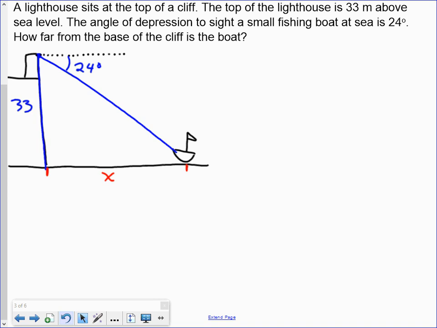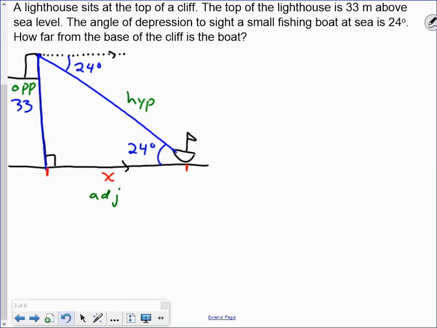Let's label our sides here. The one thing I haven't put in is that our cliff is vertical, so we'll put our right angle in here. So we know that this is going to be our hypotenuse. We don't have an angle inside of our triangle yet, which is a bit of a problem. But we know that this horizontal line up top is going to be parallel to the sea down here, so we can make a little Z pattern. And we know that this angle down here at the bottom is going to be 24 degrees as well. So we can use that 24 degrees to label our opposite side and our adjacent side down at the bottom.